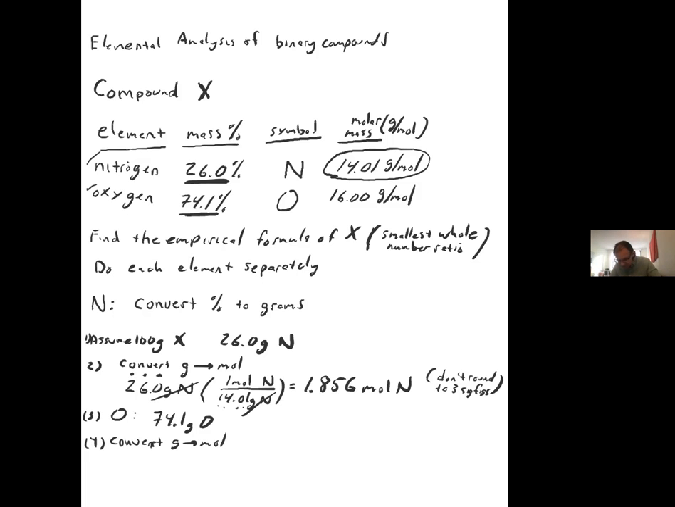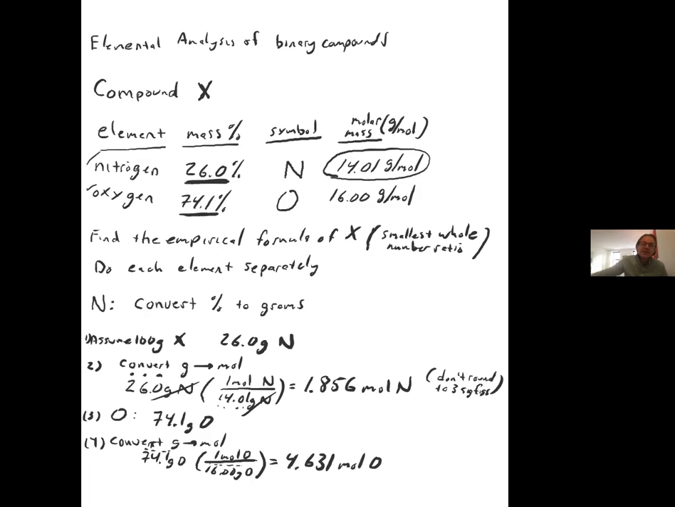So 74.1 grams of oxygen divided by 16.00. Okay, so you're not going to get a whole number. At this stage, you won't get whole numbers. You're going to get these decimal numbers. So 74.1 over 16, and you get 4.63. Again, I'm going to keep 1 extra sig fig. See how this one has 3, this one has 4. So keep 1 extra. So that would be moles of oxygen.